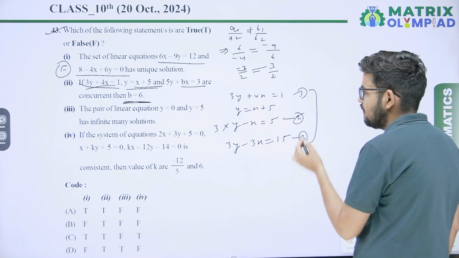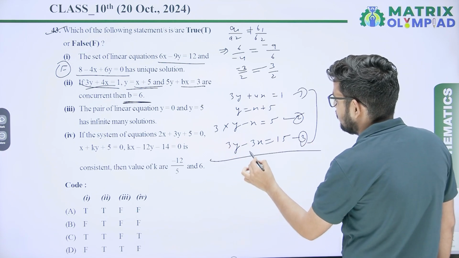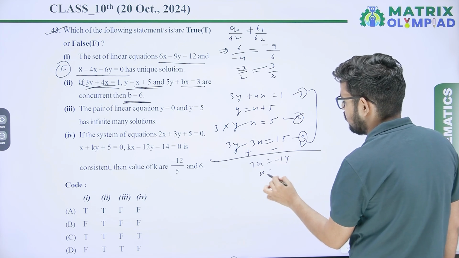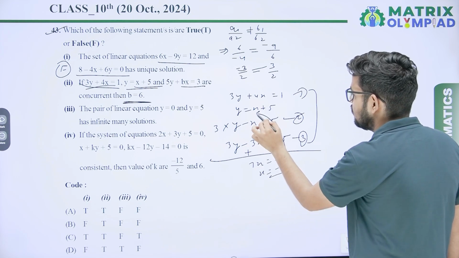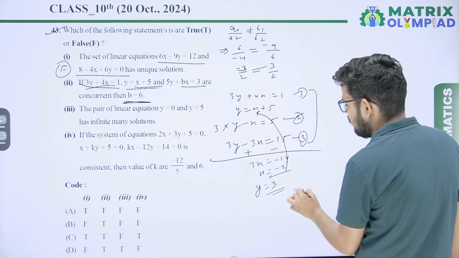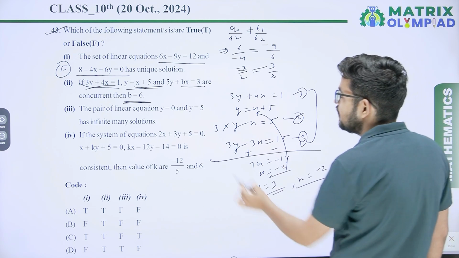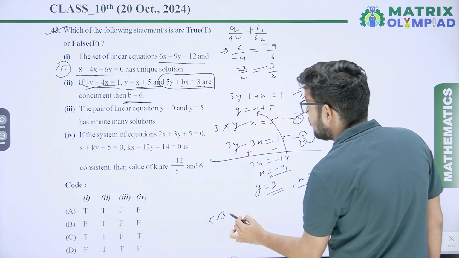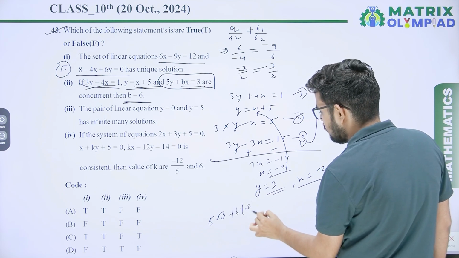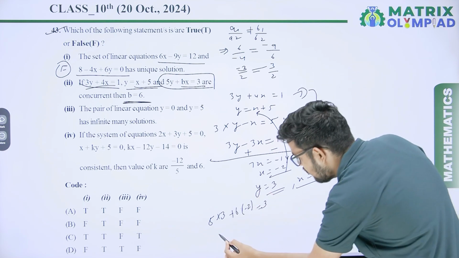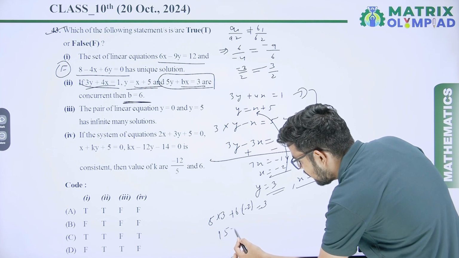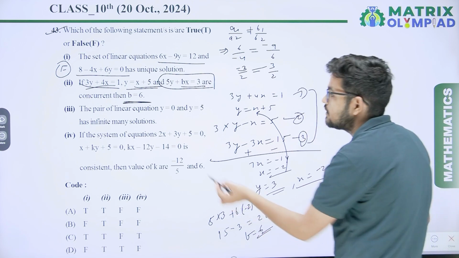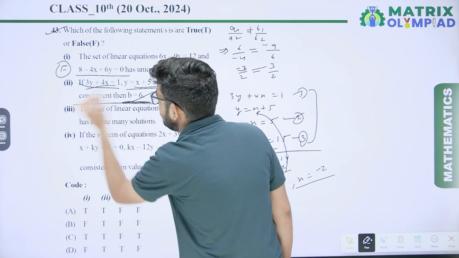Now subtract equation 3 from equation 1. So you will get 7x equal to minus 14, x equal to minus 2. Put x equal to minus 2 here. So you will get y equal 3. Now x equal to minus 2 and y equal to 3, put in this equation. So 5 into the value of y, which is 3, plus b into the value of x, which is minus 2, equal 3. So 15 minus 3 equal 2b, the value of b equals 6. So yes, b equals 6, then it is true.